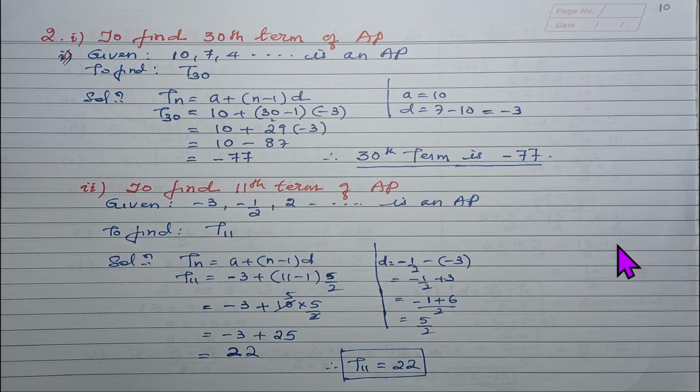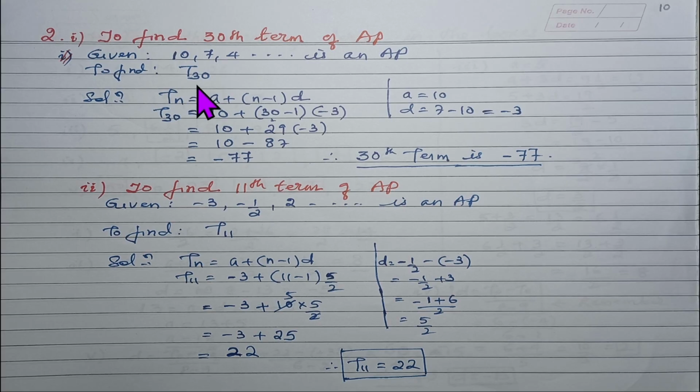Now coming to the next example, that is the second example in that first one. We have to find the 30th term of the AP. The AP is already given to us, 10, 7, 4 and so on. We have to find T30. I have used T here instead of A, so I prefer using term T. The first alphabet of term is T, so the 30th term we have to find out.